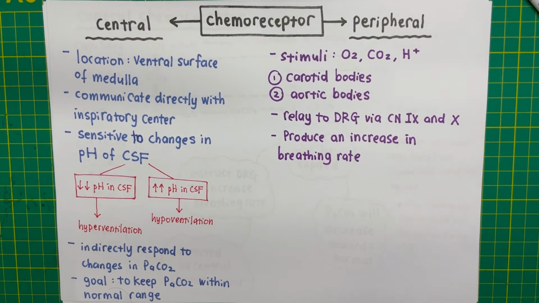Whereas the peripheral chemoreceptors can be stimulated by three stimuli: oxygen, carbon dioxide, and hydrogen ion. The peripheral chemoreceptors are located at the carotid bodies and aortic bodies.